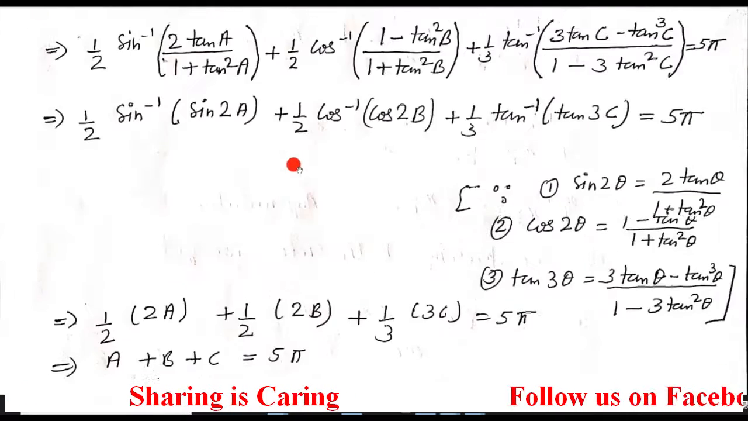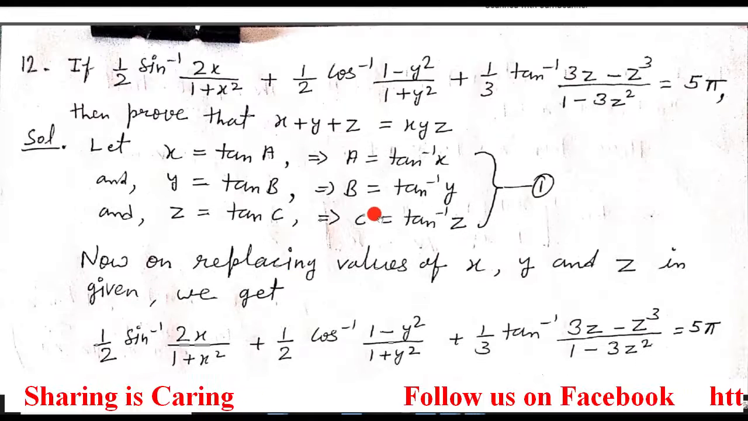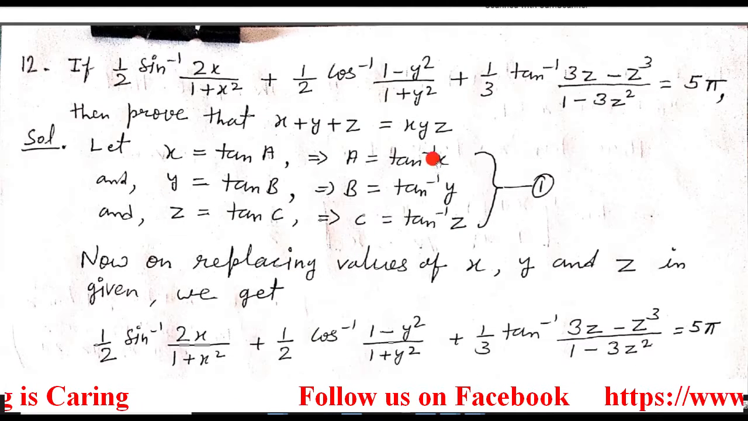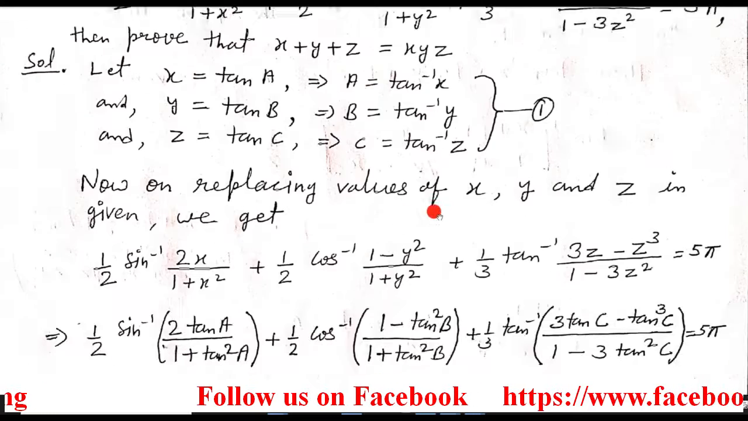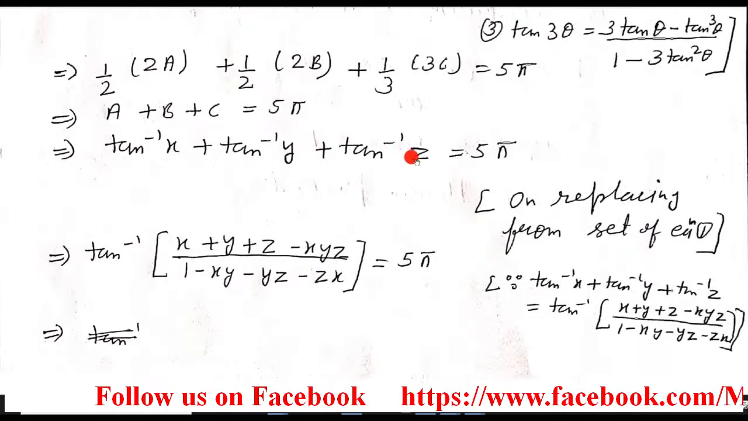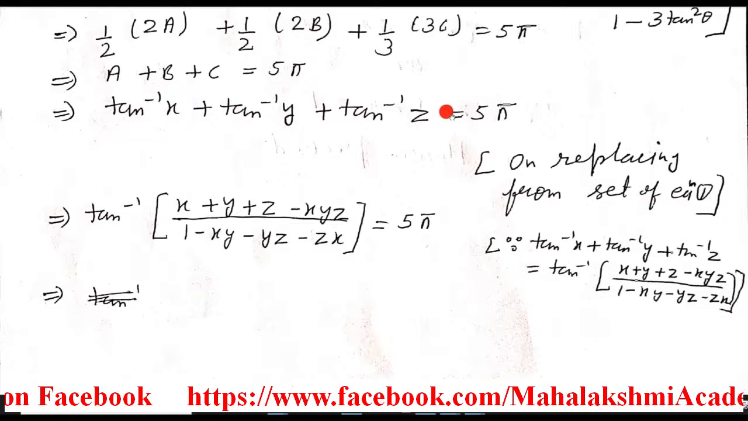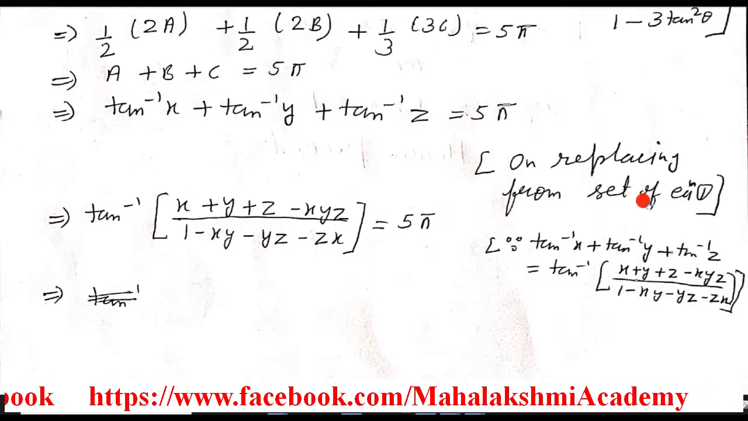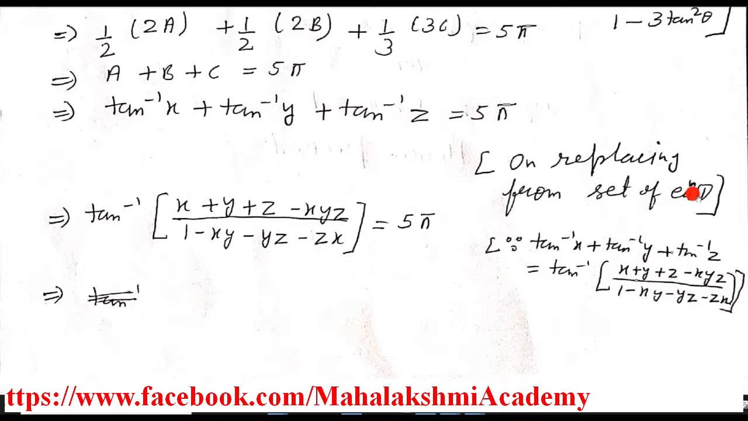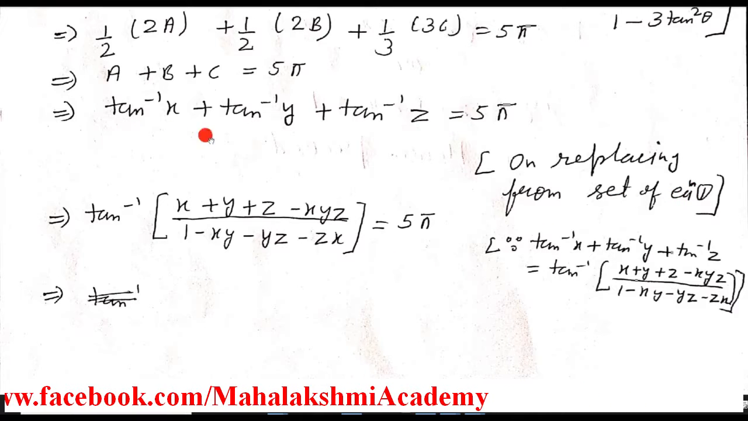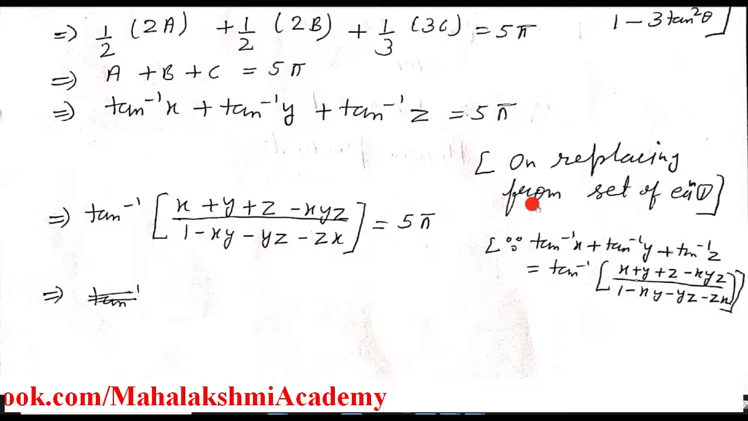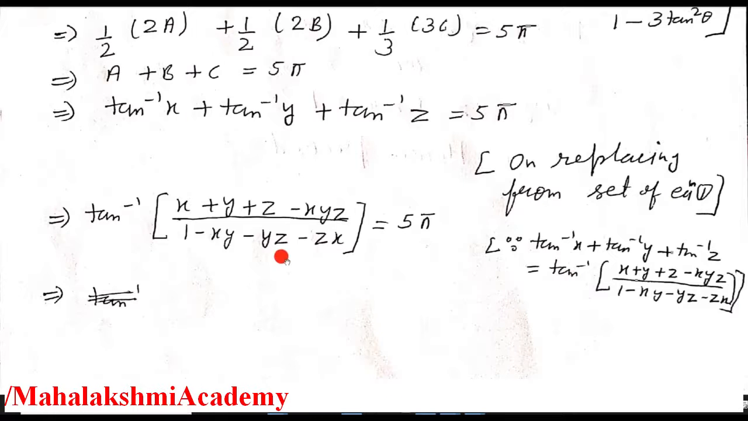Now you just see, we already calculated the values of A, B, C initially, that is tan inverse x, tan inverse y and tan inverse z. So these values of A, B, C we will replace here, that is tan inverse x plus tan inverse y plus tan inverse z is equal to 5 pi. This replacement we had done from equation 1. Now you have directly a formula for these three terms, that is this formula. We had used the formula here.